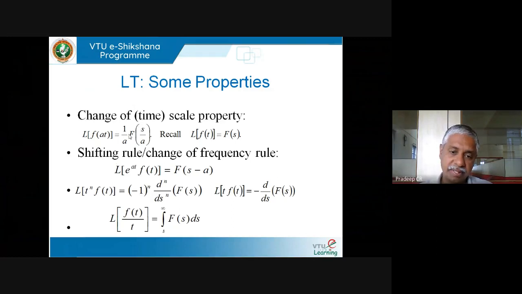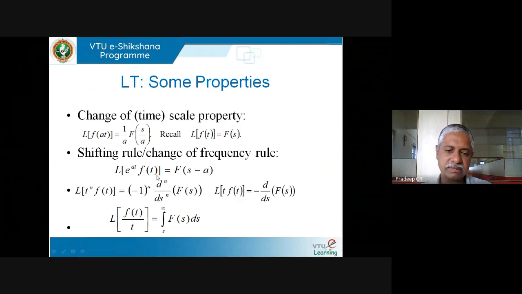Then the very important property of change of frequency, or the shifting rule. That essentially says, if you know the Laplace of small f(t), then you know the Laplace of e power at into f(t). All you have to do is shift s to s minus a. That's why it's called the shifting rule. It has an engineering meaning also, but I will not bother about that right now.